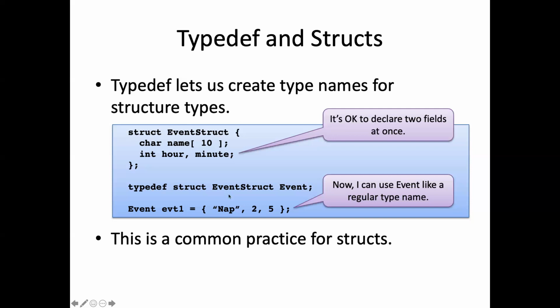But if I typedef it to a short name, and that's what I'm doing here, this typedef says from now on, whenever I say event, I mean struct event struct. And now I can use event just like it was a plain old type name. I don't have to use the word struct every time I want to make this, because I already built it into what that type name means. So now I've got a short name. I don't have to use the struct keyword, and I can use event to mean that struct I just defined. Again, this is used all the time in C.